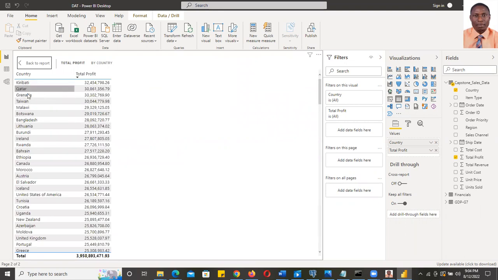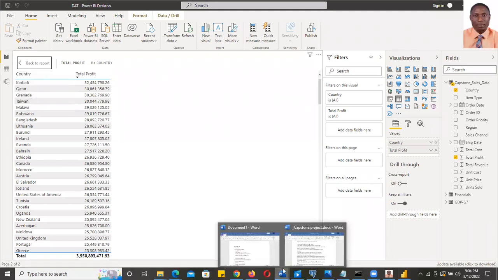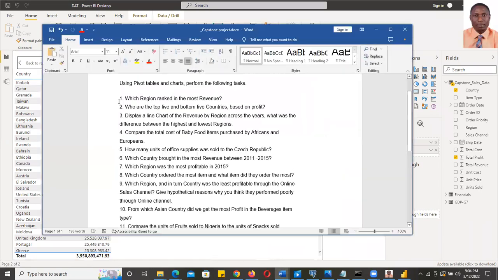The second one is Qatar, then Grenada, Taiwan, Malawi. So Kiribati, Qatar, Grenada, Taiwan, and Malawi. Those are the top five based on profits.